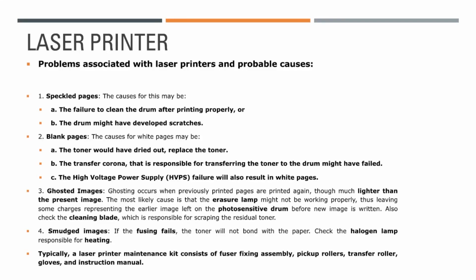Smudged images. If the fusing fails, the toner will not bond with the paper. Check the halogen lamp, responsible for heating. Typically, a laser printer maintenance kit consists of a fuser fixing assembly, pickup roller, transfer roller, gloves, and instruction manual.